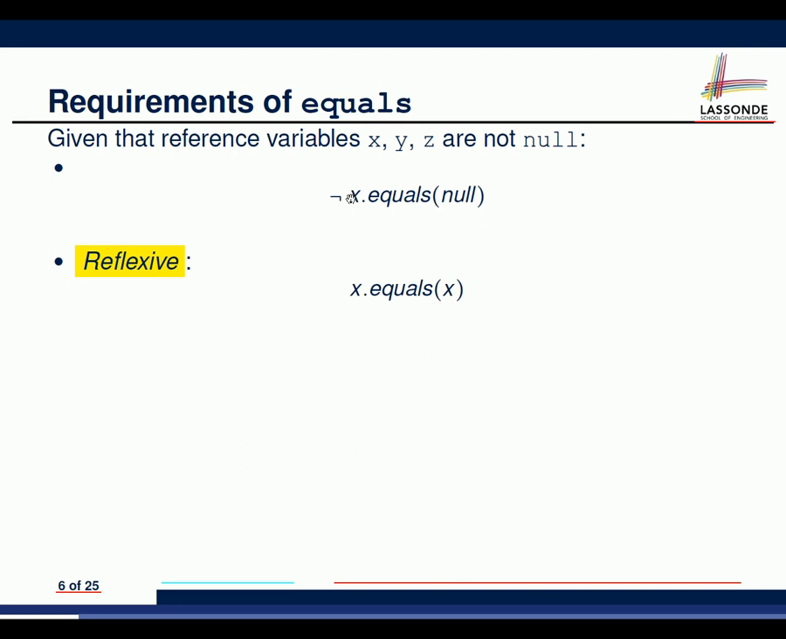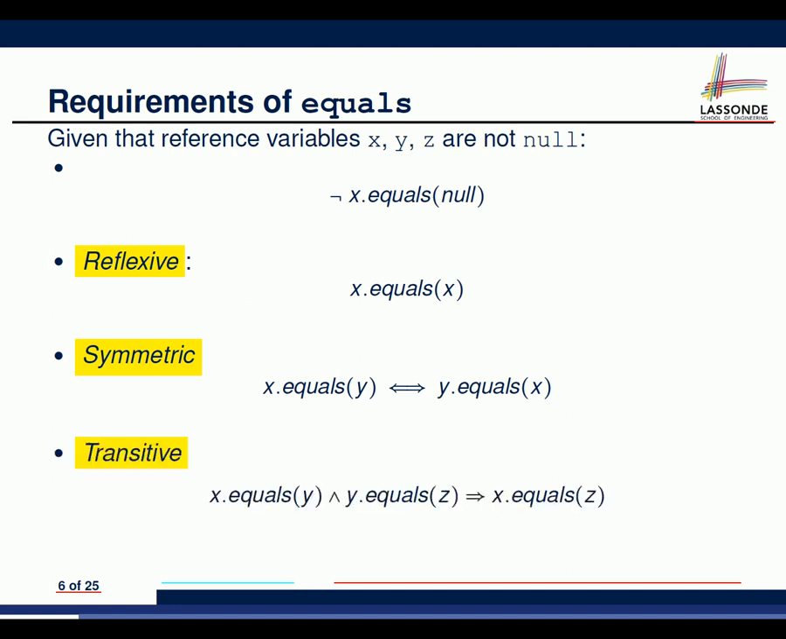If I compare one object with itself, it's always equal. Doesn't matter if you say reference equality or content equality. And now if I say x.equals(y), it should be true if and only if, which means if x is equal to y, then y is equal to x must be the same case as well, right?